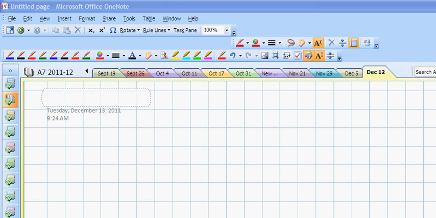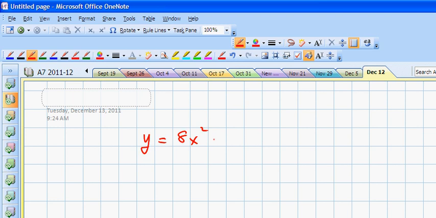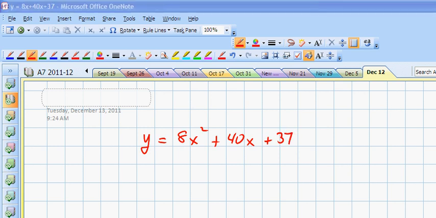All right, Chris, what's the problem? It is y equals 8x squared plus 40x plus 37. All right, so what are the steps that we've always done?